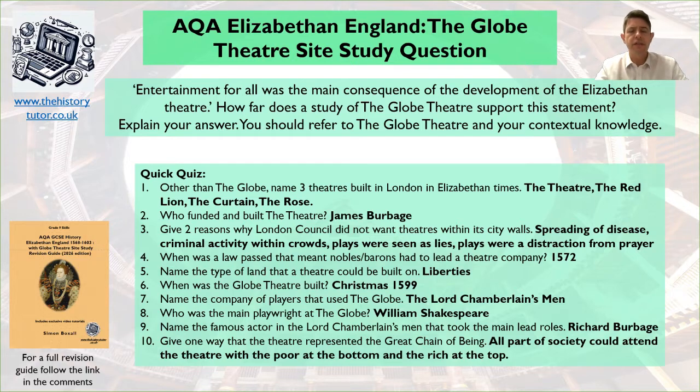And obviously, question 7, who were the theatre company? The Lord Chamberlain's Men. Clearly, the Lord Chamberlain was the noble in charge of the theatre company. The playwright of the Lord Chamberlain's Men, of course, was William Shakespeare. Then the famous actor of the Lord Chamberlain's Men was Richard Burbage, who is James Burbage's son. And give one way the theatre company represented the great chain of being. Well, it's quite important if you want to think about the themes of equality within the theatre. So all people went to the theatre.